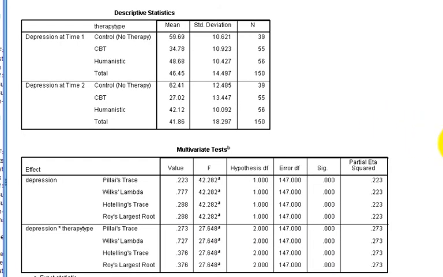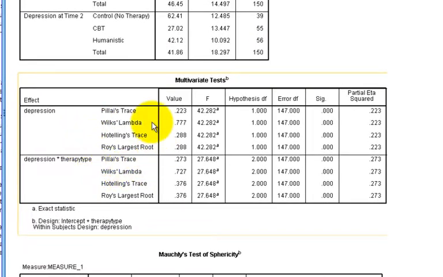We see our multivariate test for our within-person effect. Again, your instructors will tell you what the differences between each of those tests are, as well as our multivariate tests for our interaction, depression by therapy type. In this case, you can see that depression is significant. The drop in depression from time 1 to time 2 is significant, and there's a statistical interaction between therapy type and depression as a repeated measure.